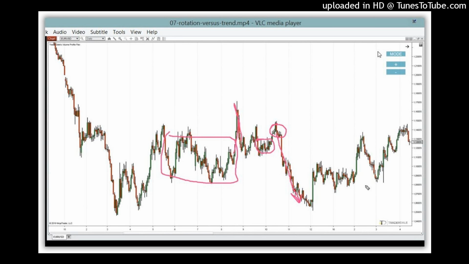Right there, this is a rotation. Most likely sellers were accumulating their selling positions there. Afterwards, they started this downtrend. This is a trend. Alright?